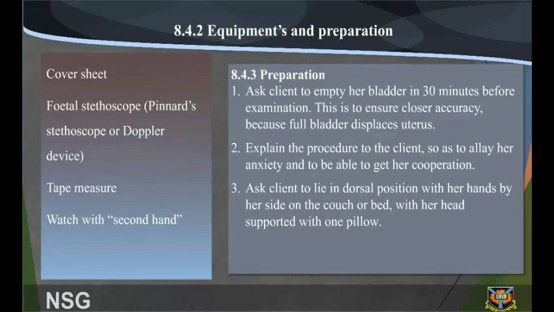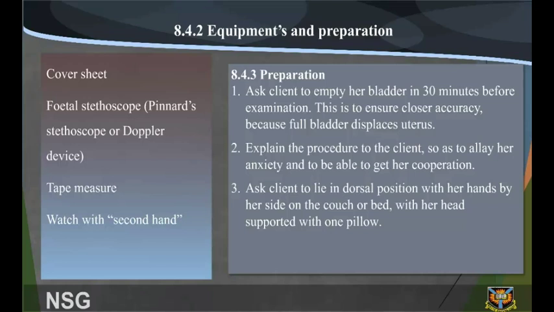Equipment and preparation. Cover sheet, fetal stethoscope, peanut stethoscope or Doppler device, tape measure, watch with second hand. Preparation. 1. Ask the client to empty her bladder within 30 minutes before examination. This is to ensure closer accuracy because a full bladder displaces the uterus.